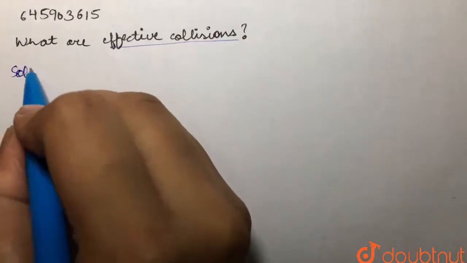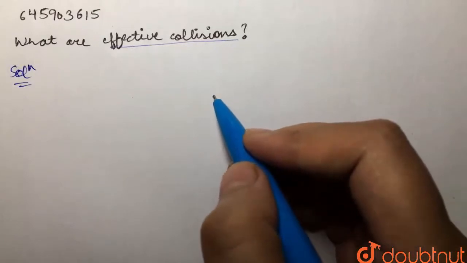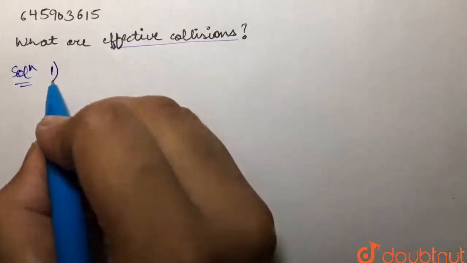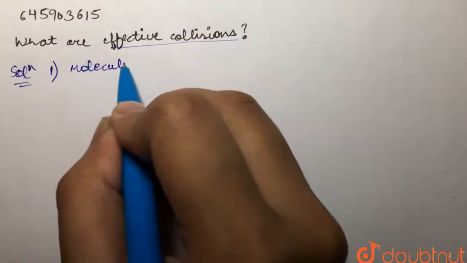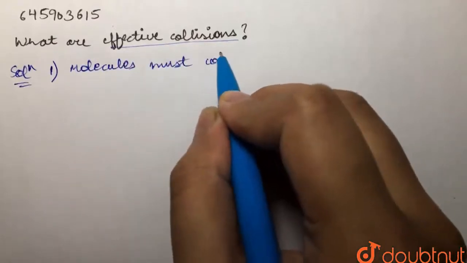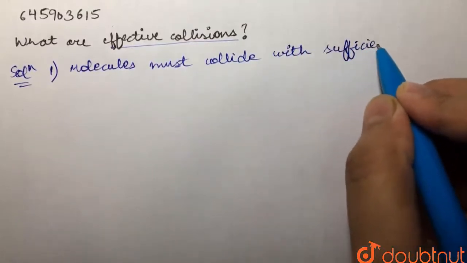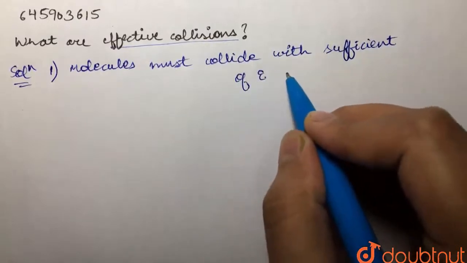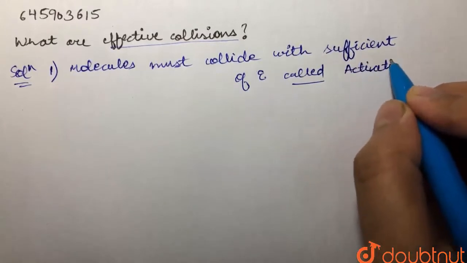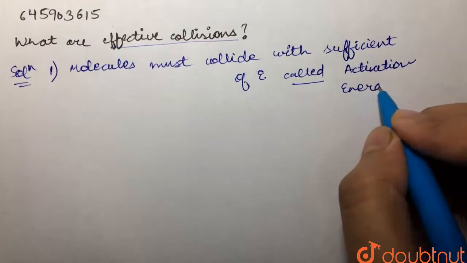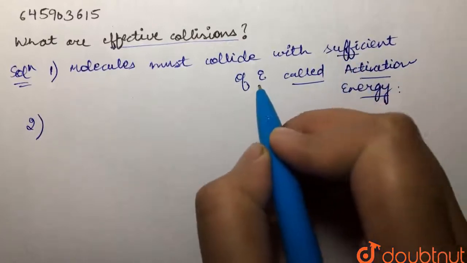Our question is, what are effective collisions? We are supposed to tell what effective collisions are. According to collision theory, the following criteria must be met in order for a chemical reaction to occur. The first criterion is that the molecules must collide with a sufficient amount of energy, which we call activation energy.